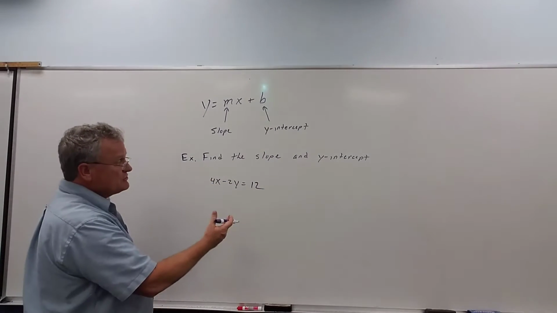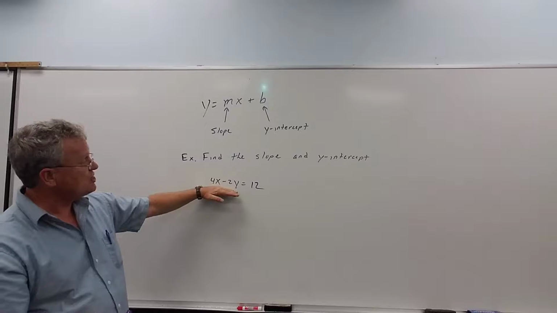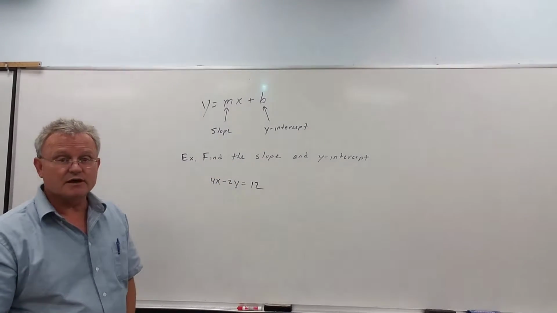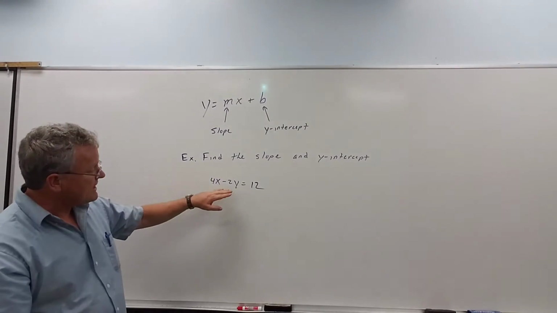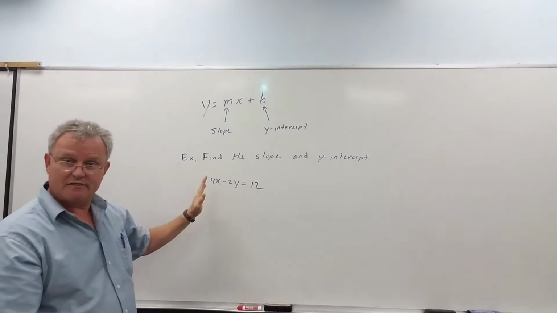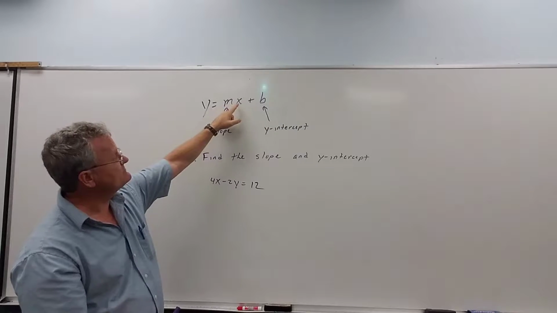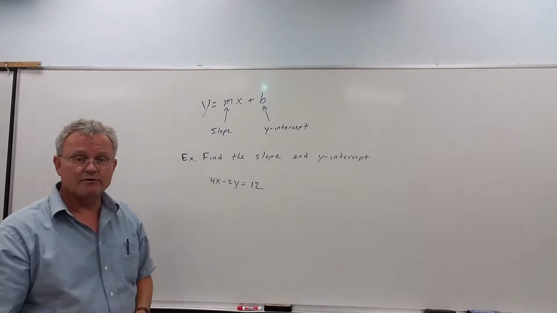So let's do an example. Let's say we have this equation and we want to know what is the slope and the y-intercept. In order to answer that, we need to solve this equation for y. Get it in the form y equals some number times x plus some other number.